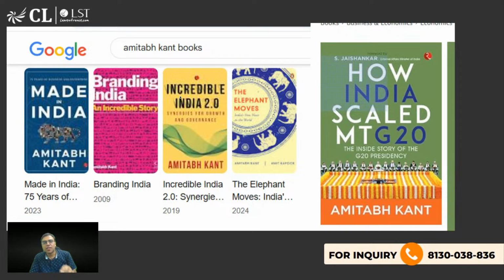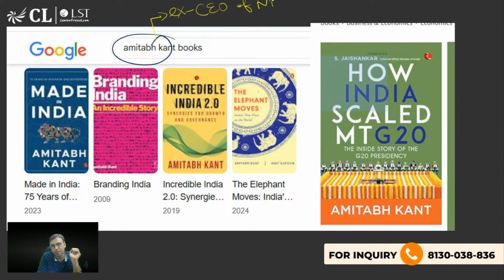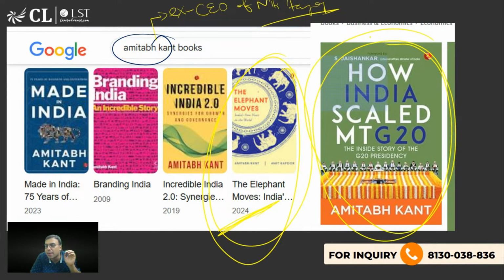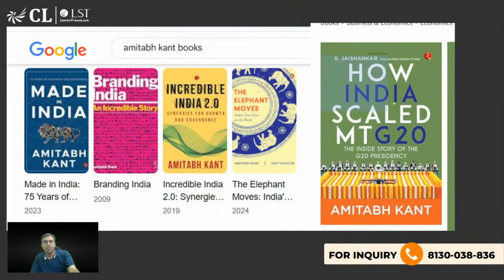Okay. Now this is also very important. Mr. Amitabh Kant, he is actually the former CEO of Niti Aayog. Ex-CEO of Niti Aayog. Okay. He has written a lot of books. The most famous, the recent one, is The Elephant Moves, and one in 2024 as well, and this one is the most important, prominent one: How India Scaled Mount G20. Why? Because he was actually the Sherpa of G20. Sherpa of the G20 that was organized in 2023 in India.